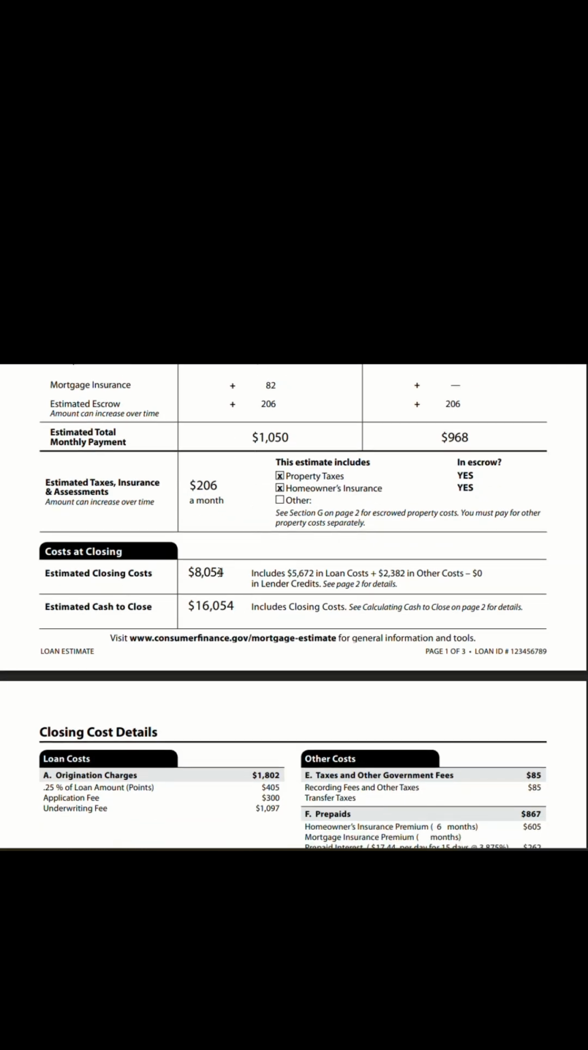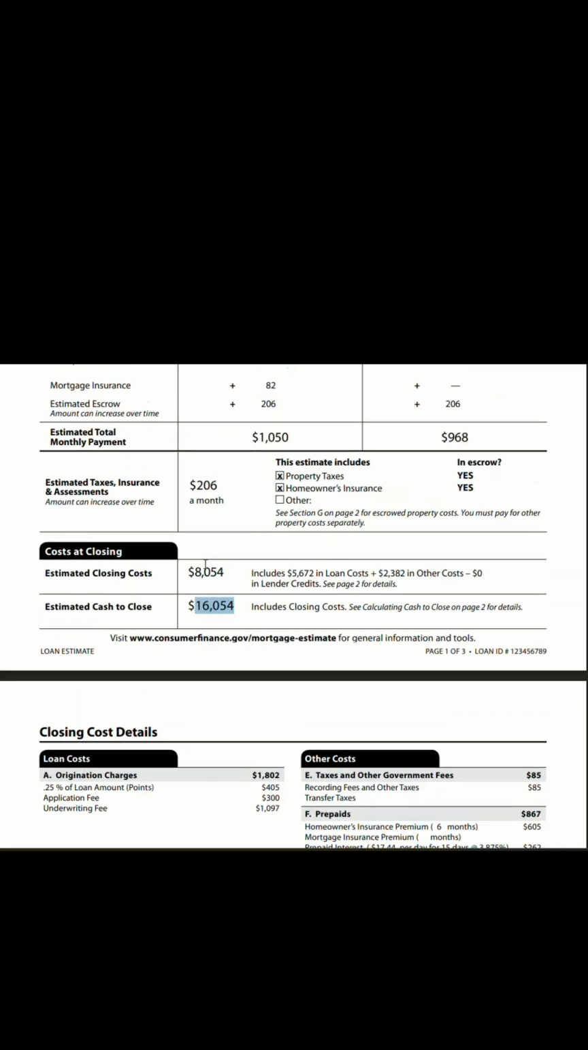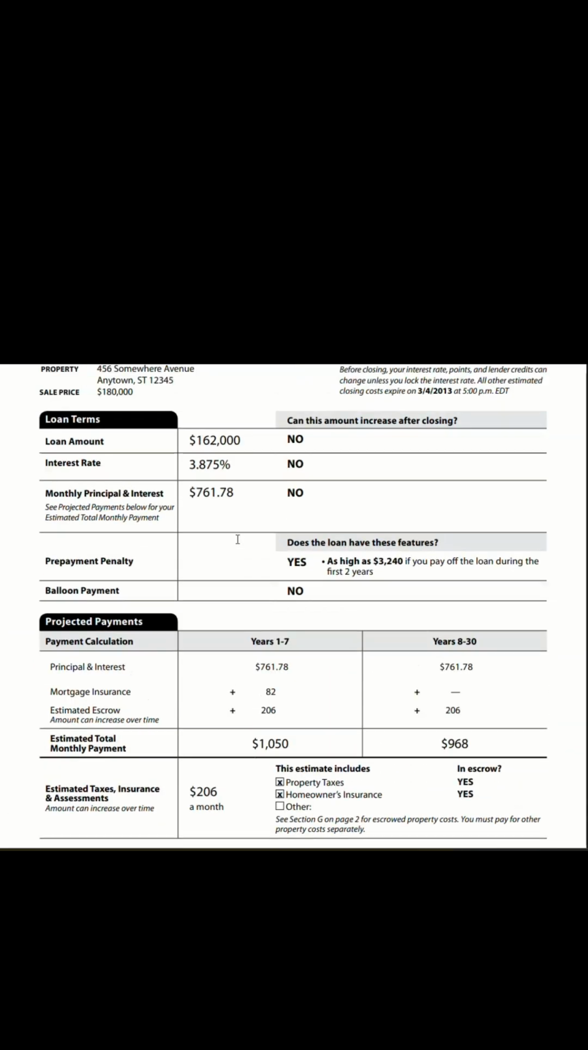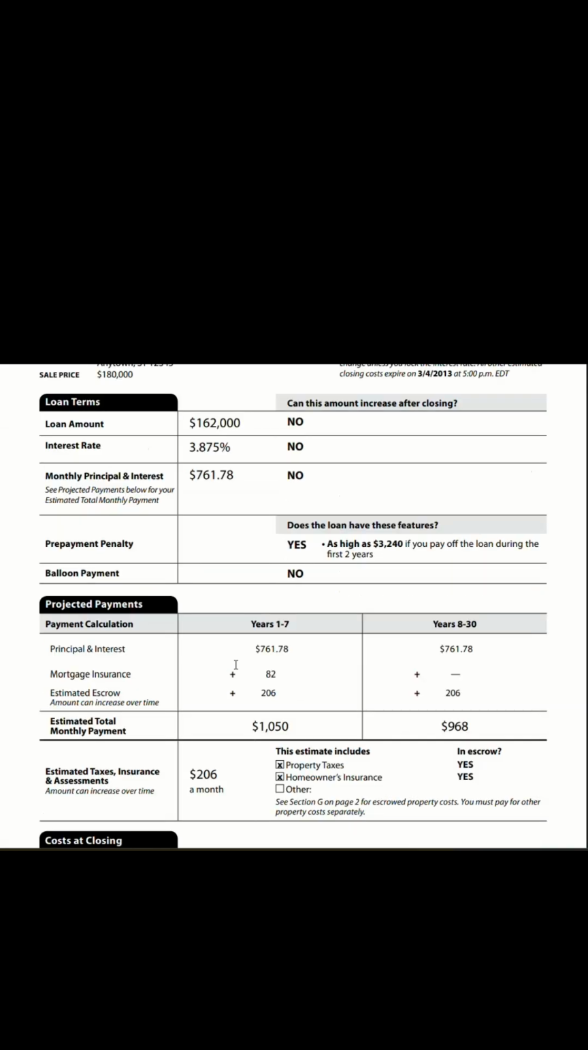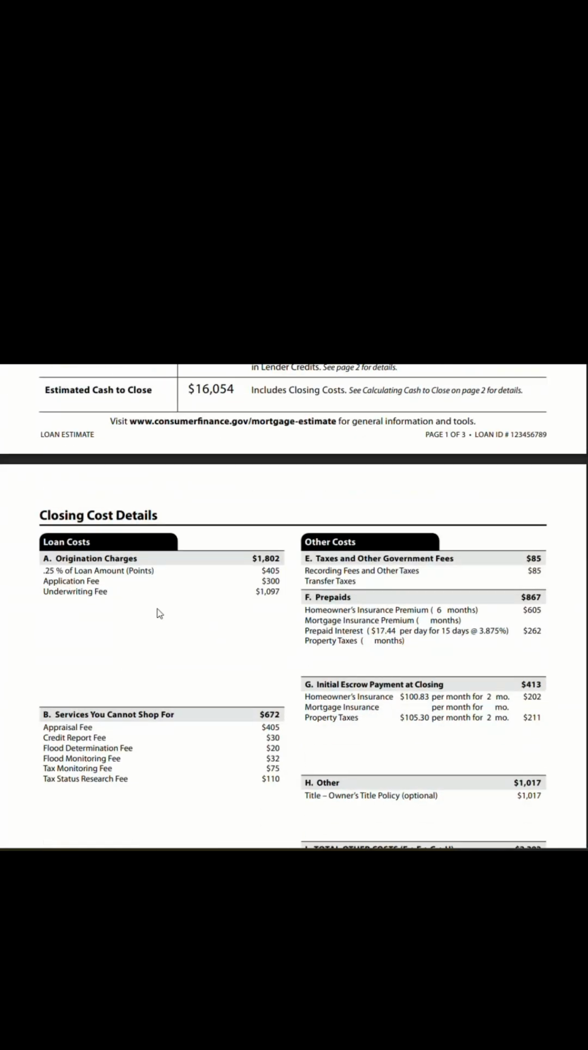Estimated closing cost is right here, $8,054. Estimated cash to close, this includes down payment and closing cost, is $16,054. You're going, well, hold it. They were putting $18,000 down. So what's going on? I'll show you. So we're going to scroll down.